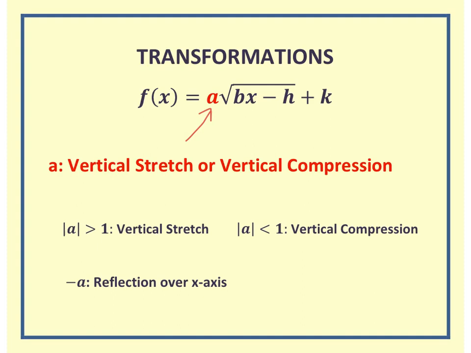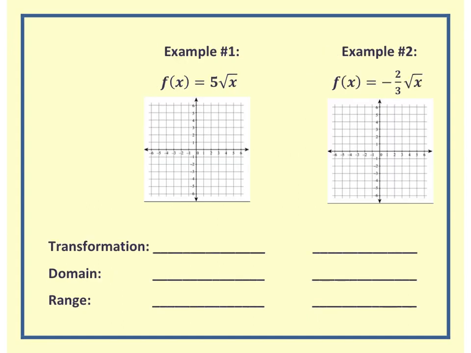Now if it is a negative, it's going to cause a reflection over the x-axis. So what does that mean? Well, we saw that the parent function looked like this. If a is negative, it causes it to flip over this axis. And so if a is negative, it's actually going to be like this and going down forever. So let's do 2 practice questions. Let's just discuss the transformations. So in this one, we are doing 5 square roots of x. The 5 causes a vertical stretch. Okay? It has a vertical stretch of 5.